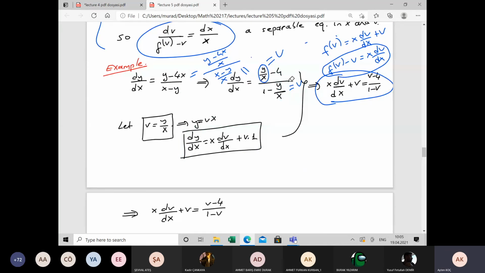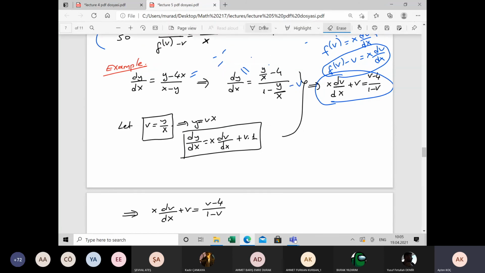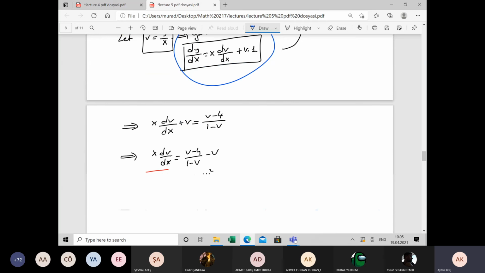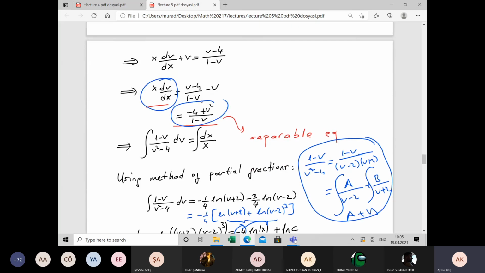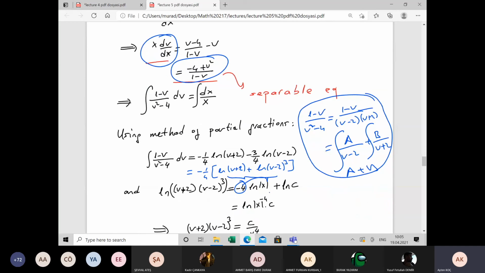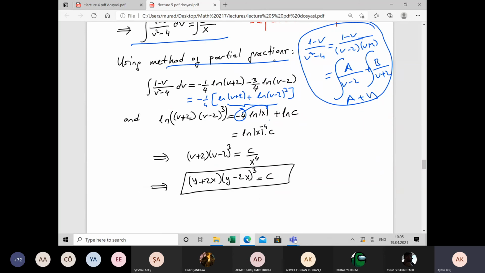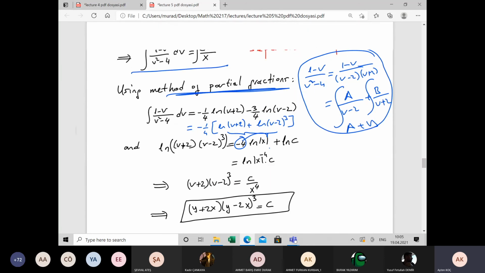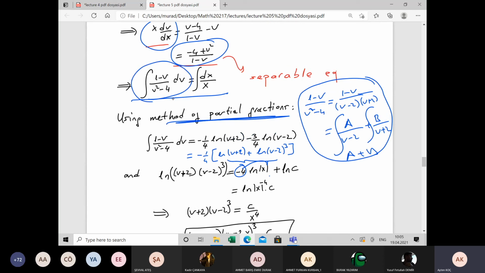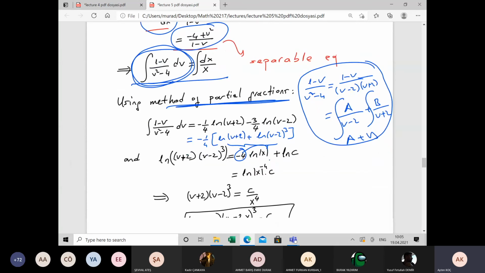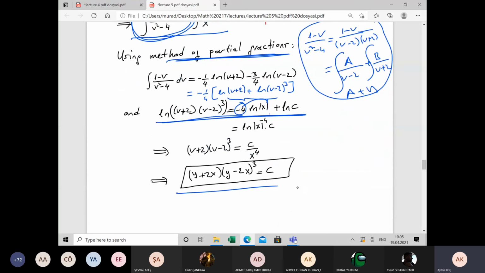This one is a homogeneous equation, and then we use this substitution. We obtain the separable equation. Yes, this one is a separable equation. We know how to separate, how to solve this equation, integrating both sides. So take the integral. You have to use the partial fraction method here, of course, for this integral. And then we obtain this one, and rewrite, we obtain the solution. It's okay.